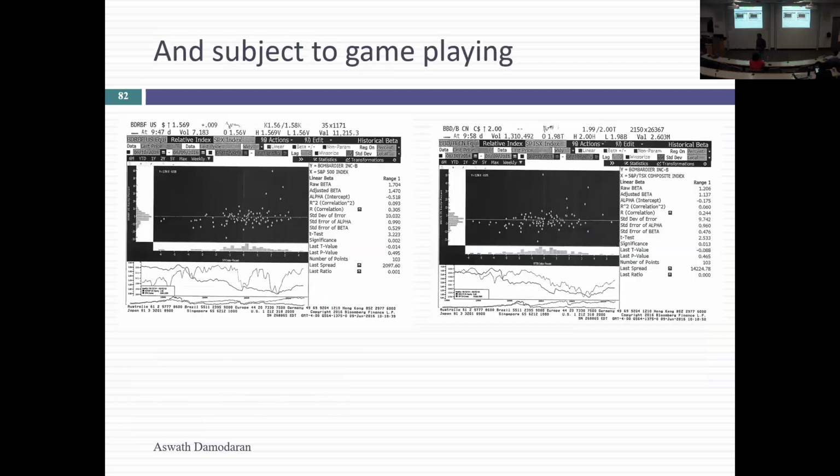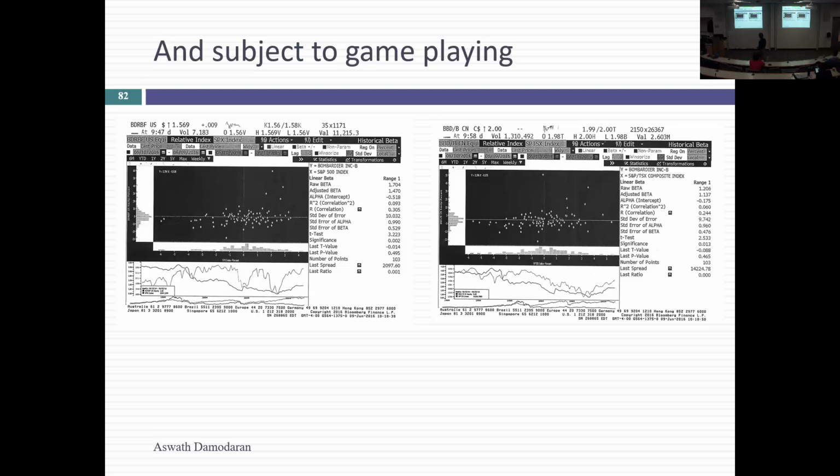And finally, as I said, the gaming is going to come in. We talked about bias, right? If you want to come up with a high value for your company, you want a low beta; if you want a low value for your company, you want a high beta. And if I give you access to a Bloomberg terminal, you're going to find a beta that justifies your biases.